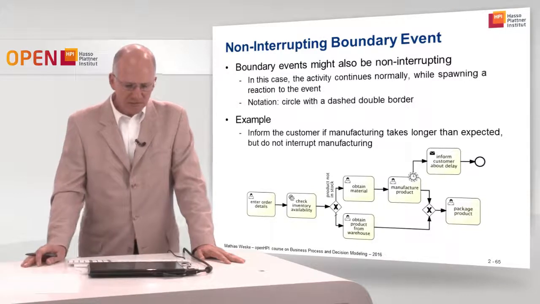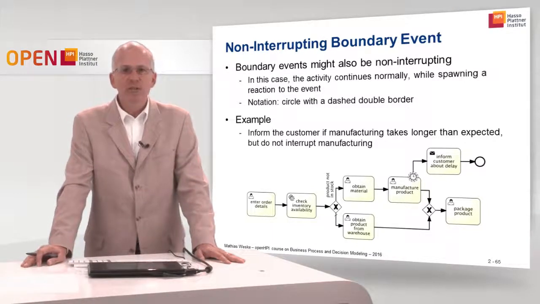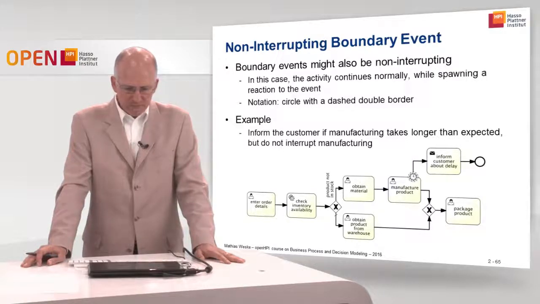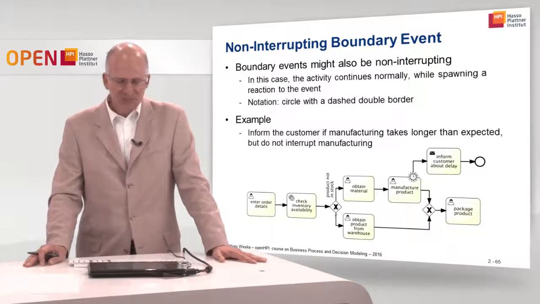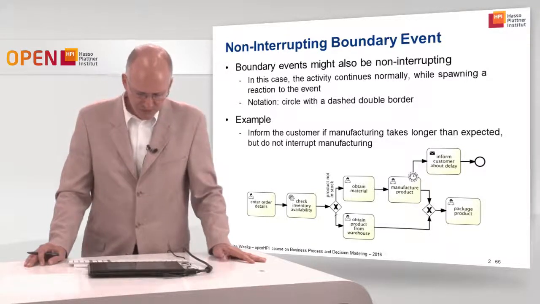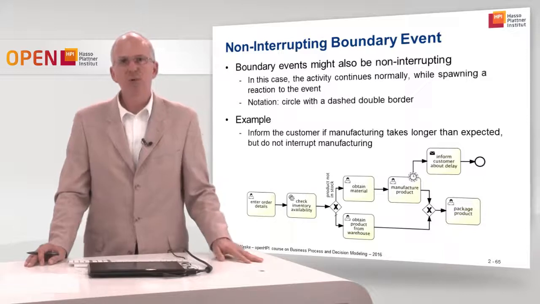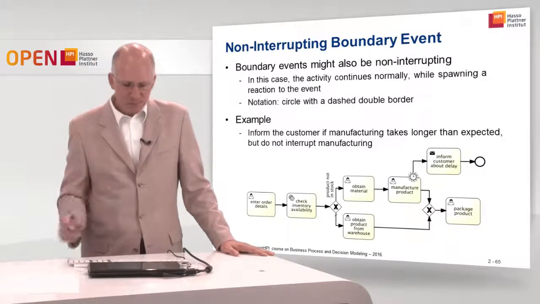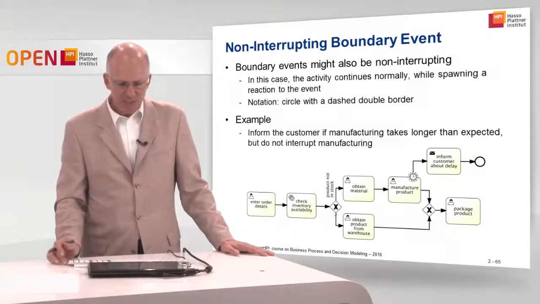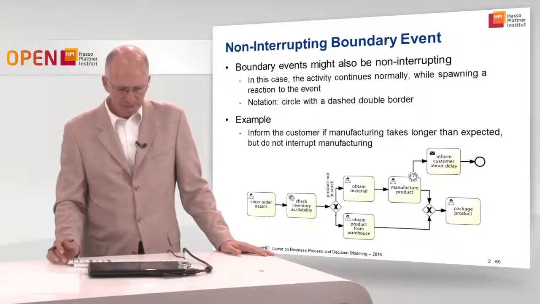We also talked about non-interrupting boundary events. Boundary events might therefore also be non-interrupting. In this case, the activity continues just normally while spawning a reaction to the event. And the notation is a bit different. It's a circle with a dashed double border. So interrupting events have the normal double border, and non-interrupting boundary events have the dashed double border.